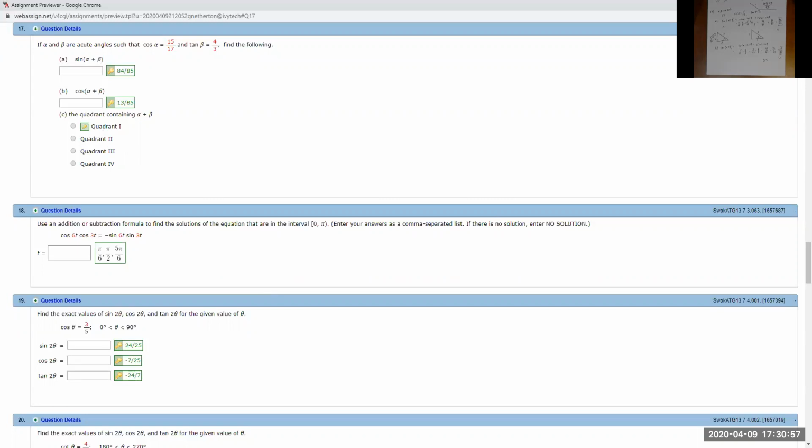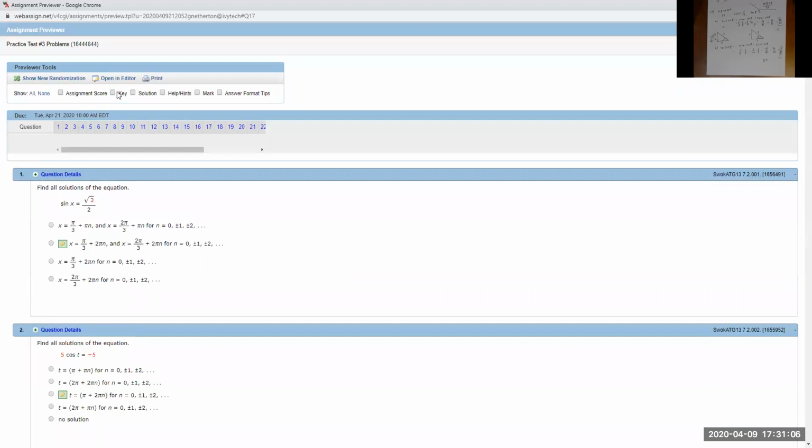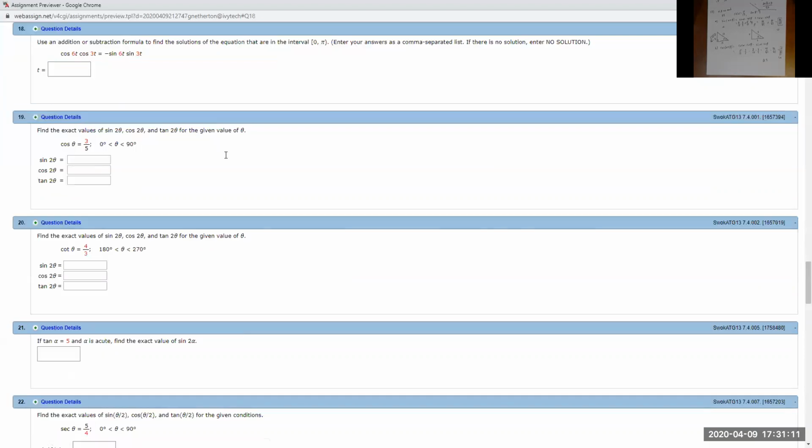All right, let's do 18 because 19 we start a new section. Maybe we'll take a break after 18. So let's write it down and we'll take a look at it. Use an addition or subtraction formula to find the solutions of the equation that are in the interval 0 to pi. Enter your answers as a comma-separated list. If there is no solution, enter no solution.